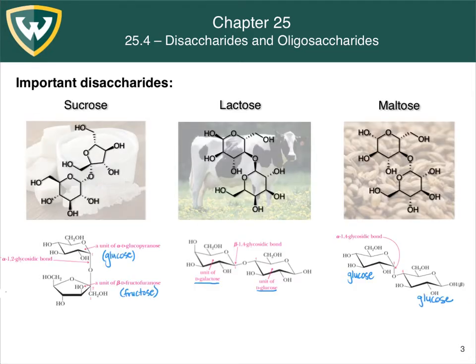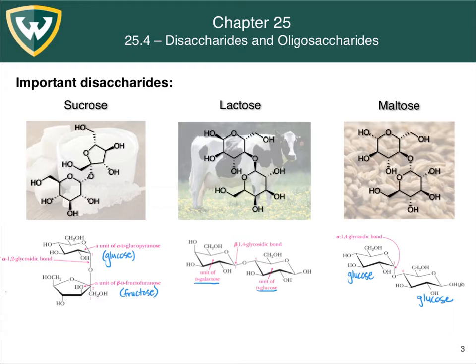In a disaccharide, 2 monosaccharide units are joined together by a glycosidic bond between the anomeric carbon of one unit and an OH of the other. 3 important disaccharides are sucrose, lactose, and maltose. Sucrose, which is table sugar, is the most abundant disaccharide in the biological world. It is obtained principally from the juice of sugarcane and sugar beets.